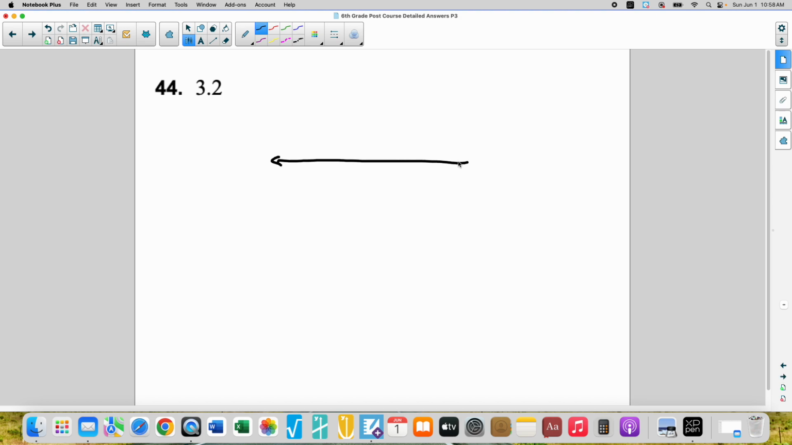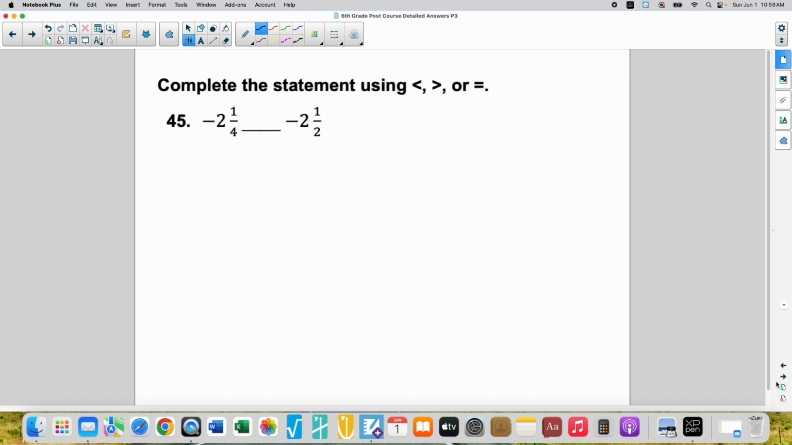3.2. So we're going to have 0, 1, 2, 3, 4. So positive 3.2 is going to be between 3 and 4. Then -1, -2, -3, -4. So -3.2, its opposite, is going to be between -3 and -4.